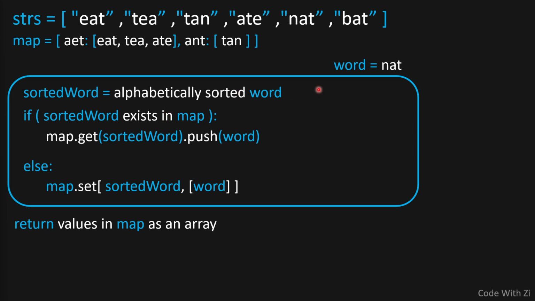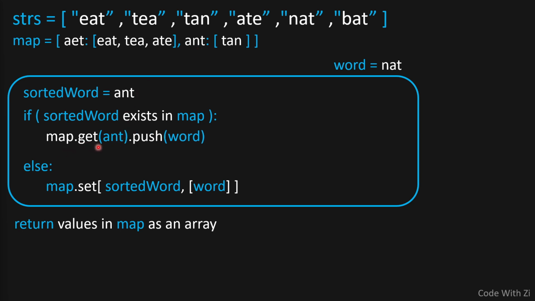In our next round, our word is gonna be NAT, and then we're gonna sort it again. That's gonna give us ant. We're gonna check if ant exists in the map. Well, yeah, it does, as you can see. So we're gonna be like map.get of ant. That's gonna get this array that we have here, and it's gonna give it to us, and then we're gonna push our new word inside of our array, like so. Now you have 10 and nat inside of this array.